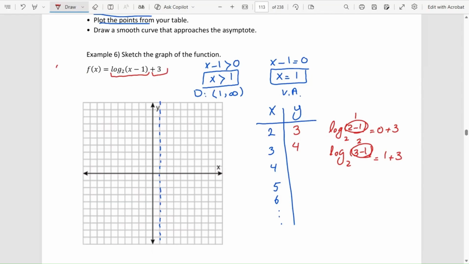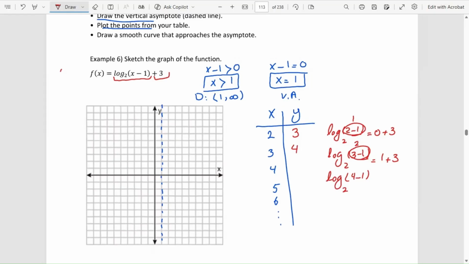Let's replace 4. If I replace x by 4, 4 minus 1 is 3. What is the log of 3 base 2, or log base 2 of 3? What power of 2 gives us 3? We don't know. Only the calculator knows. So no, we don't choose 4.